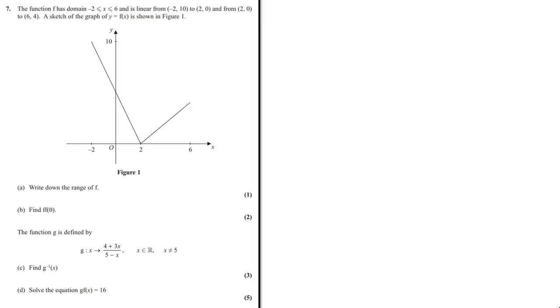I'm moving on to part D here. I accidentally messed up the recording, so I'm going to do D separately. So we're looking to solve the equation gf of x is equal to 16. Now, this part D is quite tricky, and it requires a bit of thinking about how to actually solve this composite equation. So I've got gf of x equals 16. So this is part D.